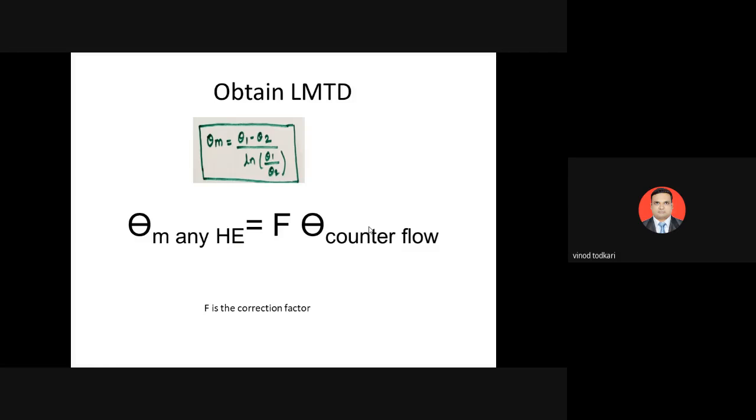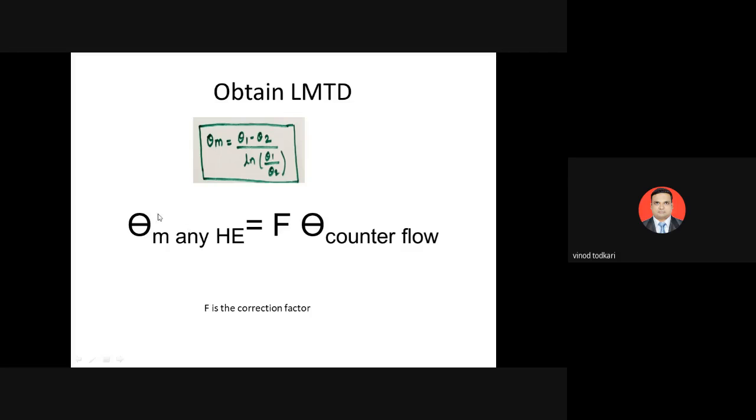How to calculate theta m? To calculate theta m, the formula is theta 1 minus theta 2 upon ln of theta 1 by theta 2. Now see, we have seen for parallel flow and counter flow how to calculate theta 1 and theta 2. Now, if the heat exchanger is a cross flow type or any type of heat exchanger, let's say shell and tube heat exchanger, then how to find theta m for that heat exchanger? There is an equation that theta m, which is nothing but LMTD, the log mean temperature difference, for any type of heat exchanger is equal to correction factor F into theta m for counter flow heat exchanger.